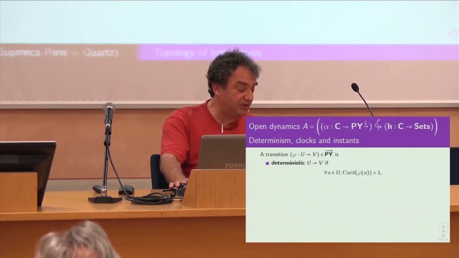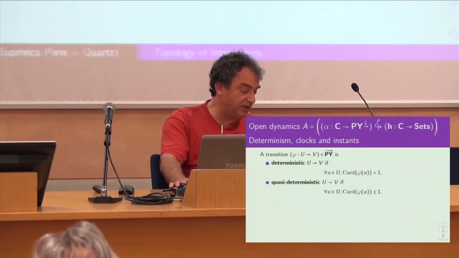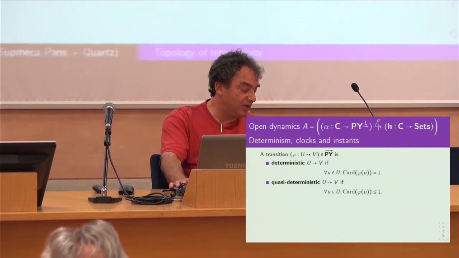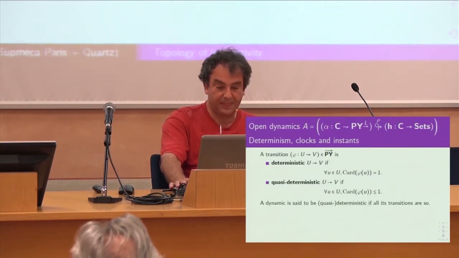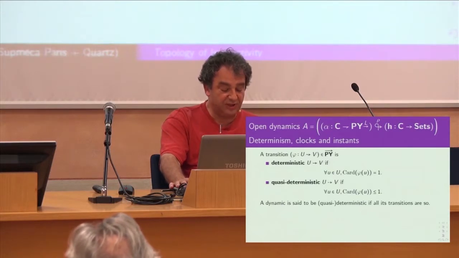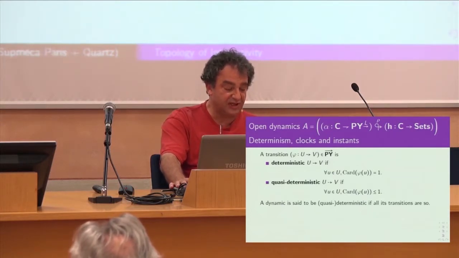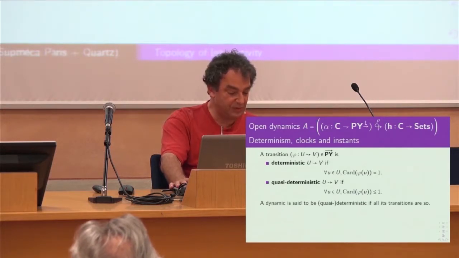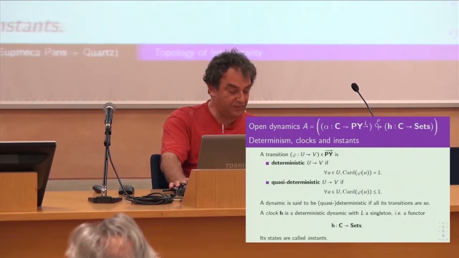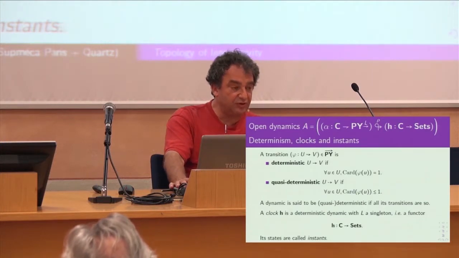And a transition is said to be deterministic when it associates exactly one state to each state, and it's said to be quasi-deterministic when it associates at most one state to each state. A dynamic is said to be deterministic if all its transitions are deterministic, and we define in the same way quasi-determinism.